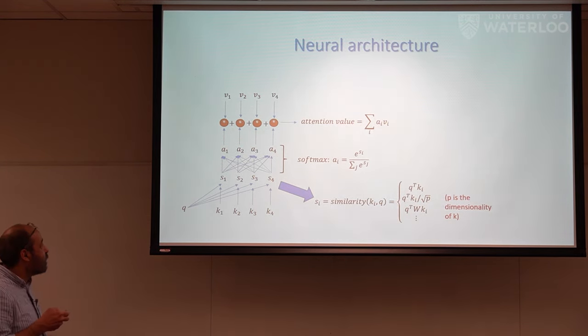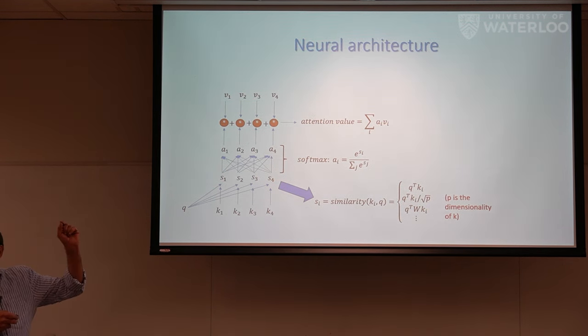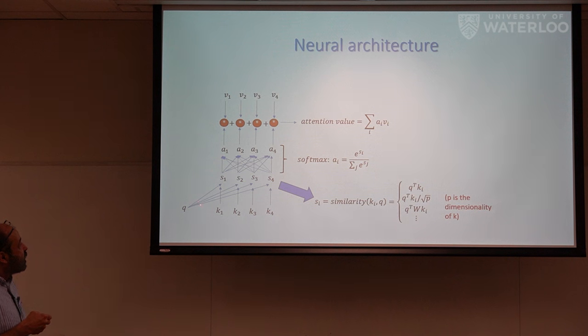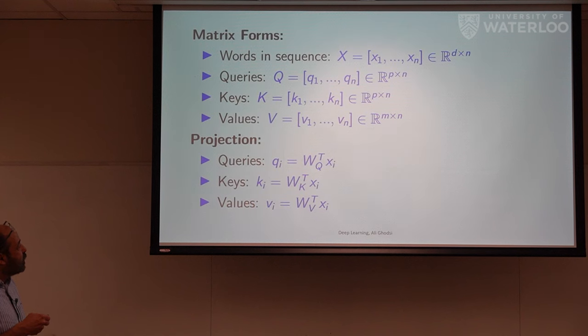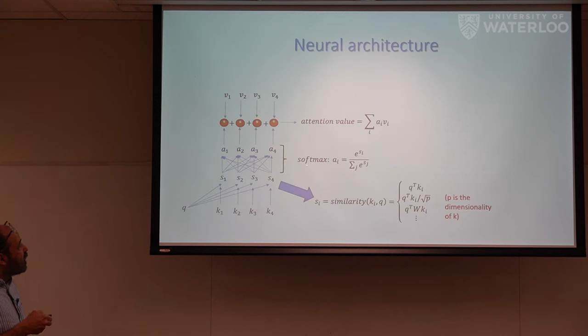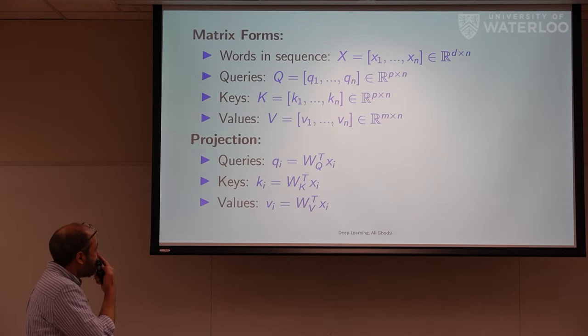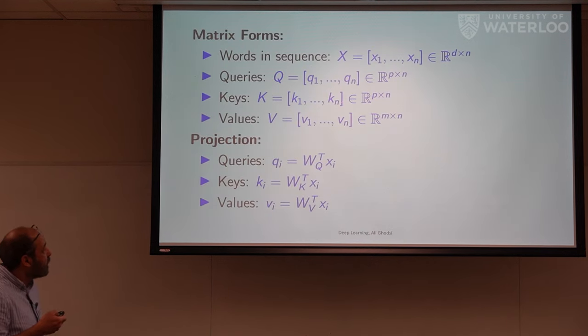Okay, let me quickly remind you what attention was. In general form, attention was given a query. We compute the similarity of query with all keys and then pass this similarity through softmax to have coefficient of values, and then we make a weighted sum of values, and that would be the new value of each position. And in matrix form, you can write it this way.